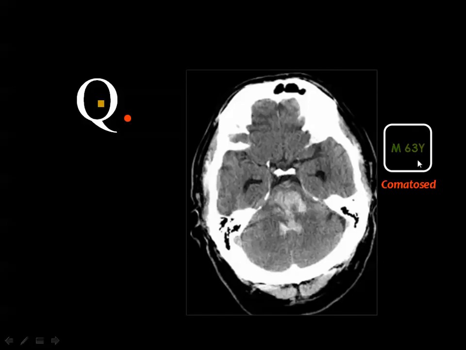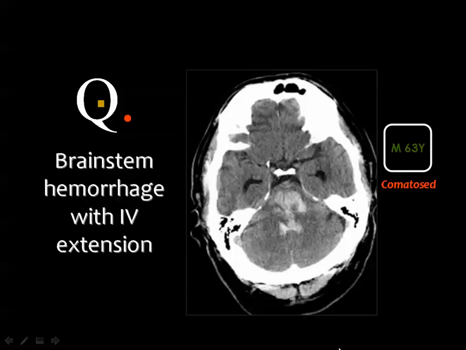63 years old male comatose. Axial non-contrast CT brain scan showing hyperdense hematoma in the brainstem extending into the fourth ventricle, and this is brainstem hemorrhage with intraventricular extension.